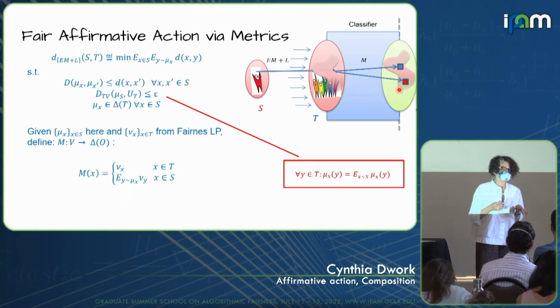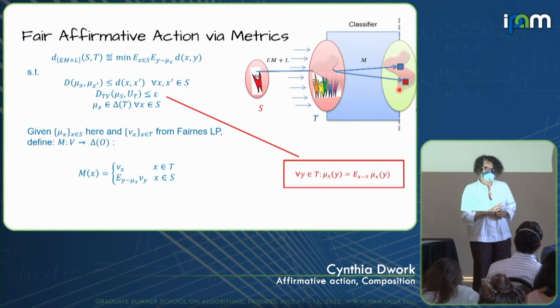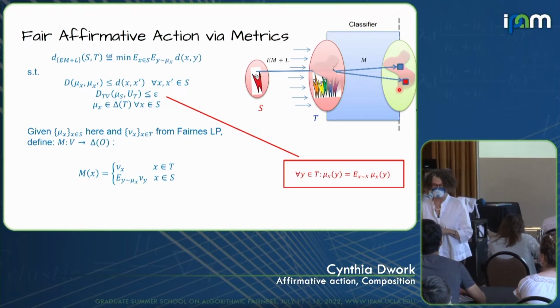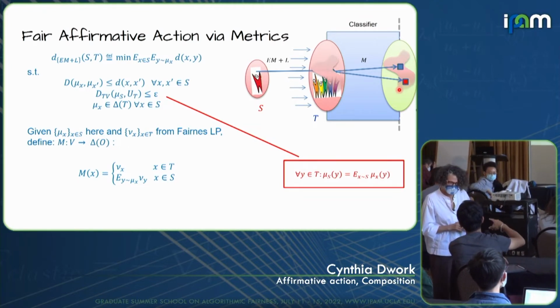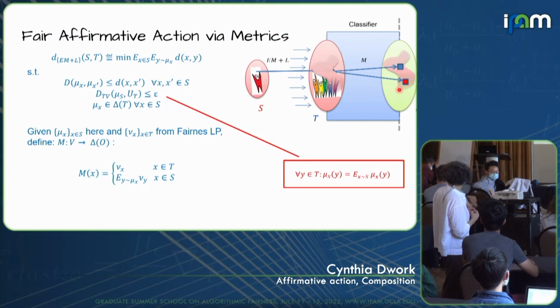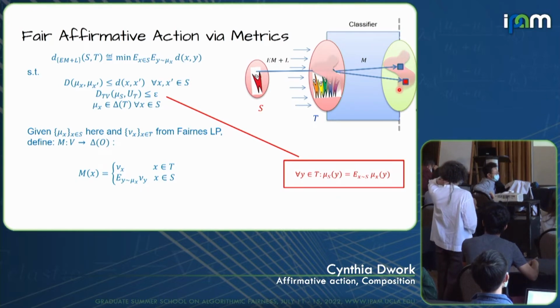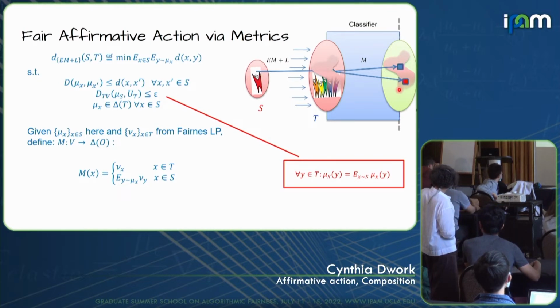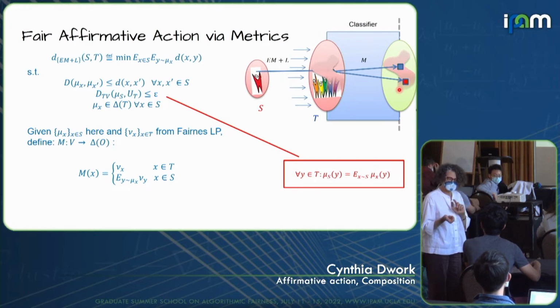More questions? Not yet. Can you say again what the definition of capital D of mu x and mu y is? Great. That is a distance on distributions, capital D. Yeah, it could be, if that's what you're using for your definition of fairness.